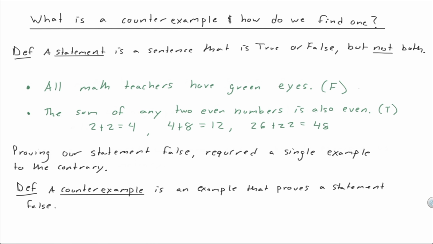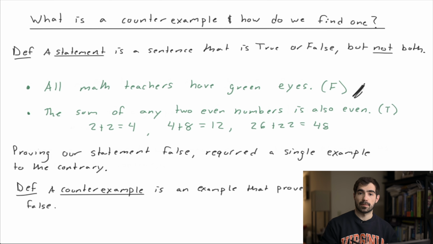And so again, in terms of that first statement, all math teachers have green eyes, I would represent a counterexample to that because I'm a math teacher who has brown eyes, who doesn't have green eyes. And therefore, not all math teachers must have green eyes.